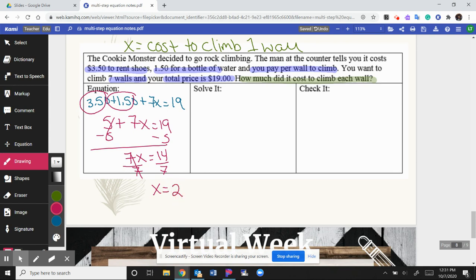Now the question is, what? Okay, is this $2? Is this 2 walls? Is this 2 bottles of water? $2 for the shoes? What is this? We go back to the variable here. We find it. Cost to climb one wall. So this is really $2 per wall. Okay, so hopefully that made a little bit of sense.